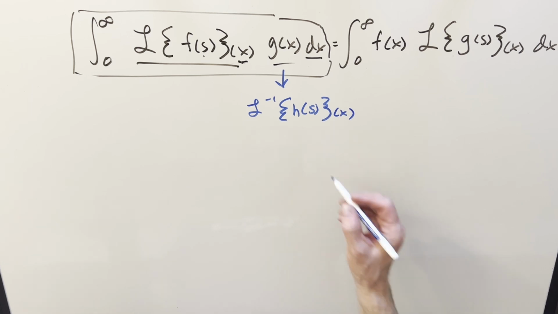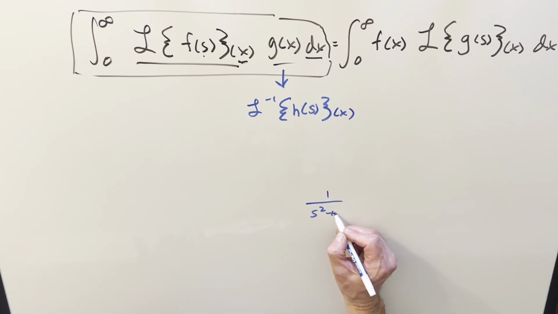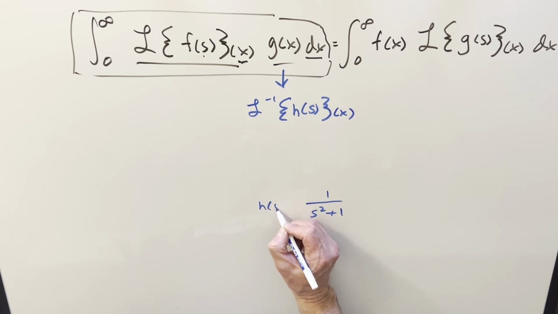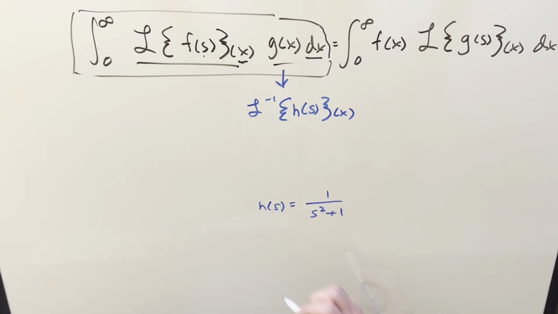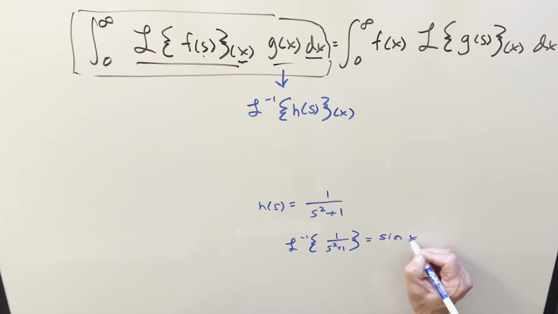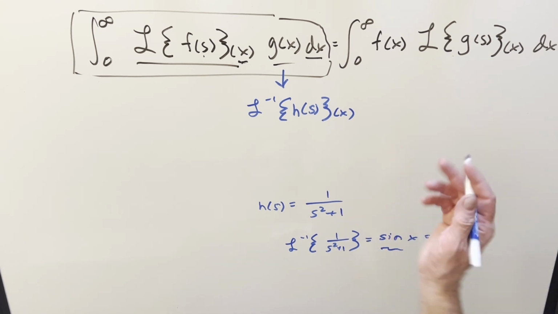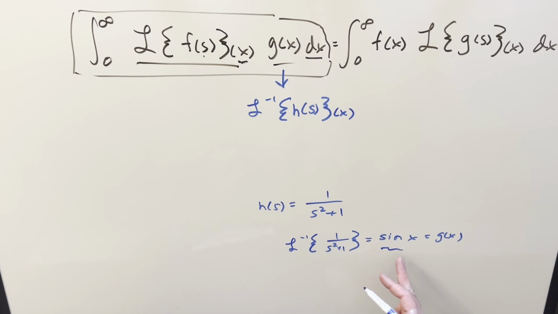If you want to think about what this could be, let's say h of s was 1 over s squared plus 1. Well, then the inverse Laplace is going to be what Laplace gives you this, and that would just be sine, where we're using the variable x. This is just sine of x, and so nothing wrong with this being our g of x function. If you wanted to figure it out the other way, you could just take the Laplace transform of sine x to get 1 over s squared plus 1.